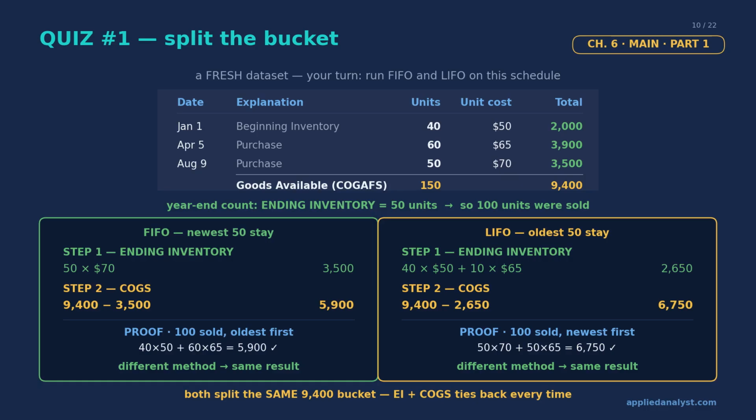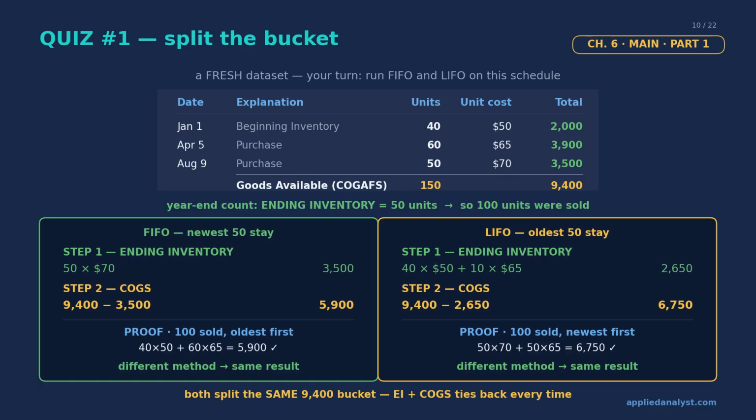6,750. Proof. Newest first. 50 units at 70 and then 50 more at 65. That comes to 6,750. Same answer again. And notice both methods split the exact same 9,400 bucket. Ending inventory plus cost of goods sold ties right back to it every time.